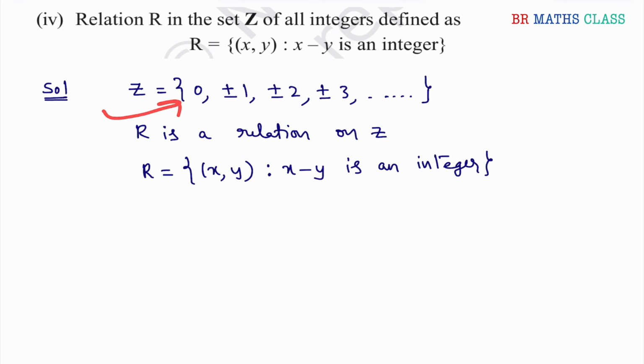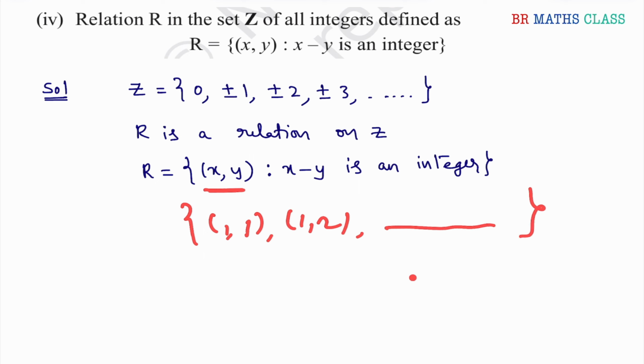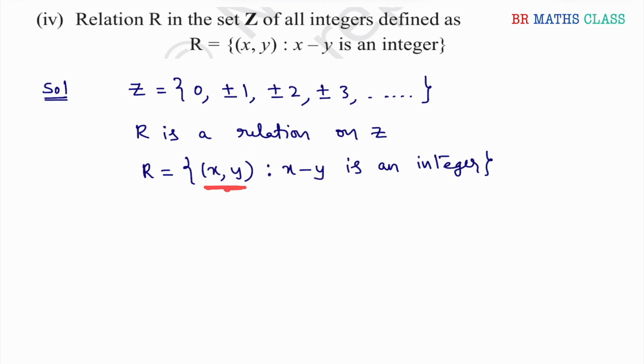As Z is an infinite set, Z cross Z is also an infinite set. So writing this relation in roster method, like 1 comma 1, 1 comma 2, like that, is not a good idea. Actually it is not possible to write, because R is also an infinite set here. You observe R is a relation given like this. It tells you that x is what? x is an integer. What is y? y is also an integer.